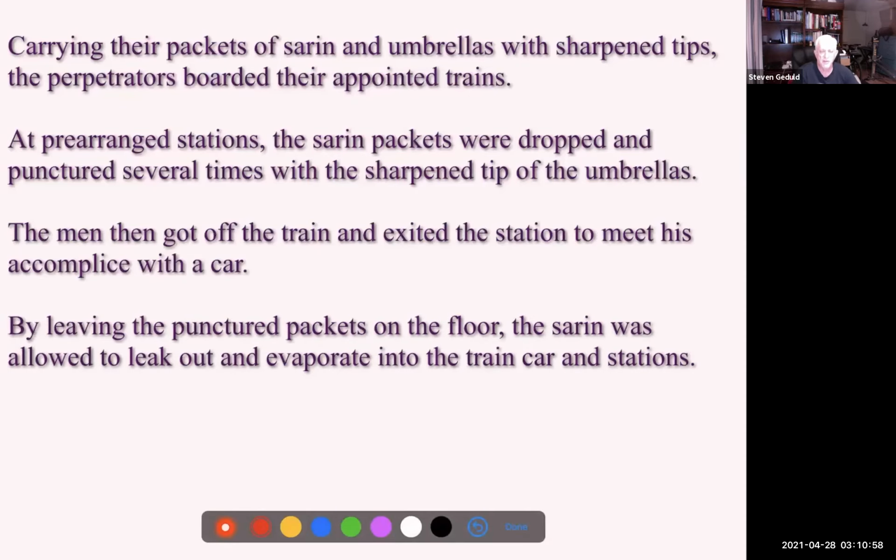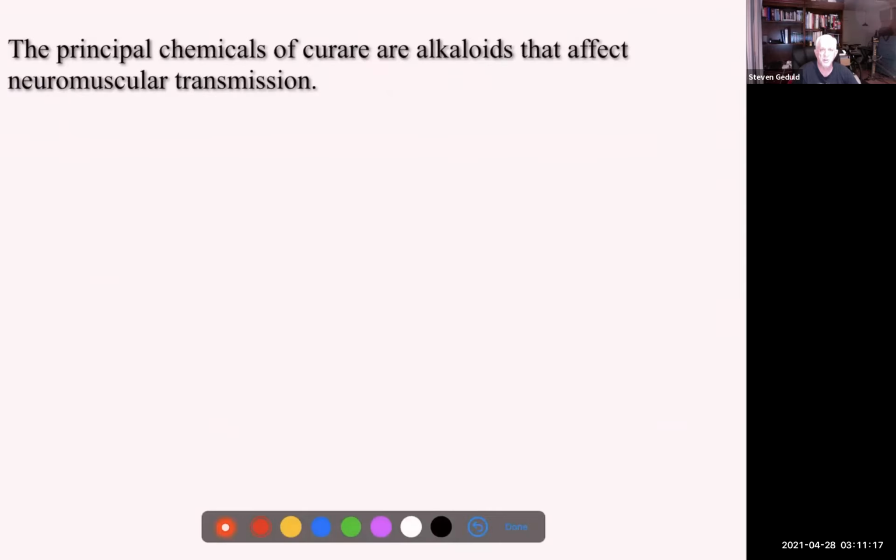By leaving the punctured packets on the floor, the sarin was allowed to leak out and evaporate into the train car and stations. As it evaporated, it formed the gas. That's where the people who were there were killed. The sarin vapor was inhaled, causing the reaction. That's how sarin gas works.